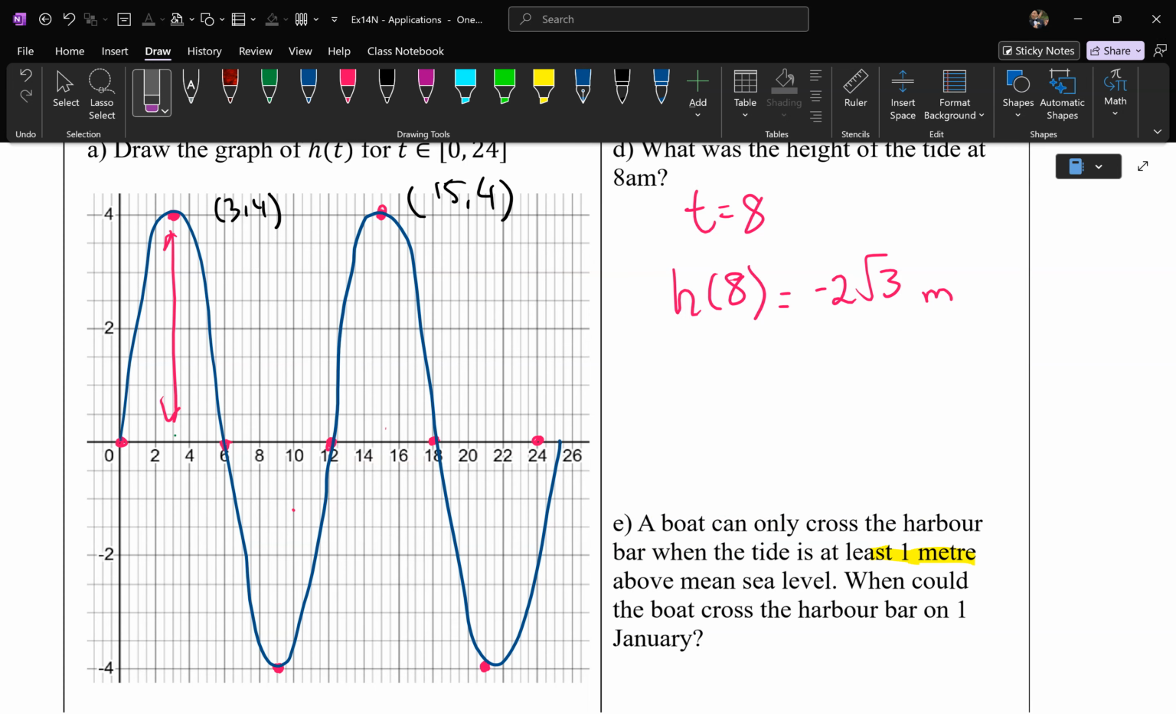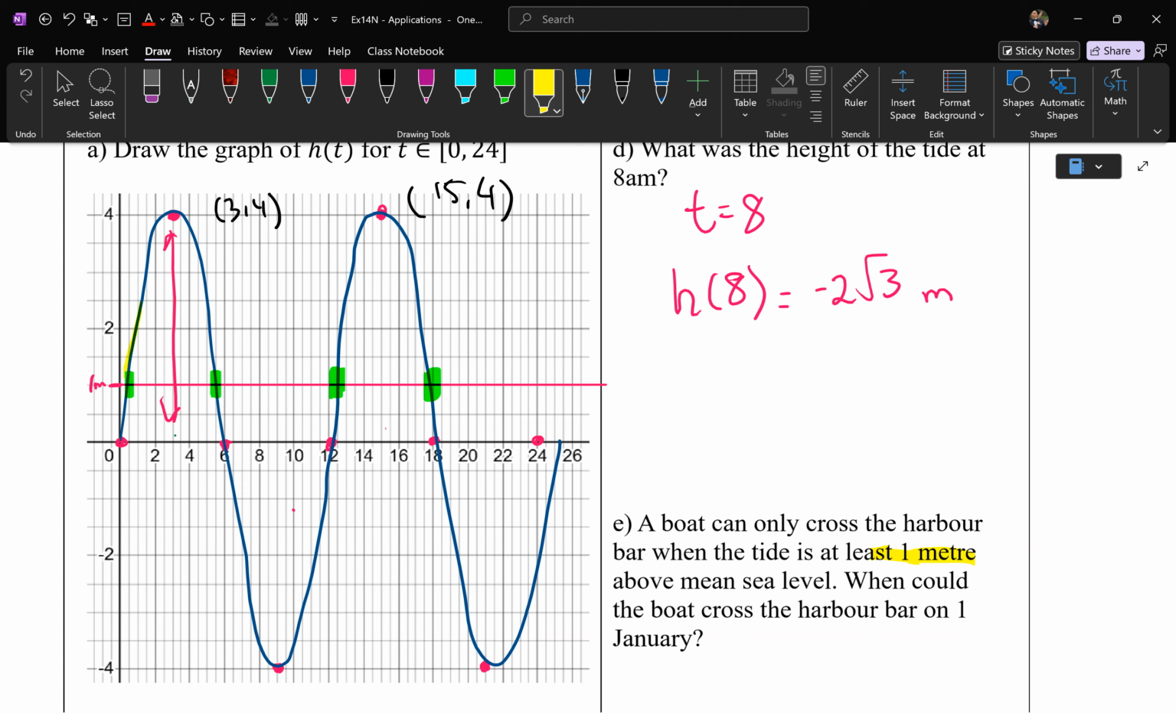See if you can do this one. The other one I asked less than 3.5. This one is saying at least 1 meter. So where's 1 meter on your graph? Here we go, 1 meter is somewhere here. That's 1 meter. Let it equal 1. Find out when it equals 1 meter, these points here.